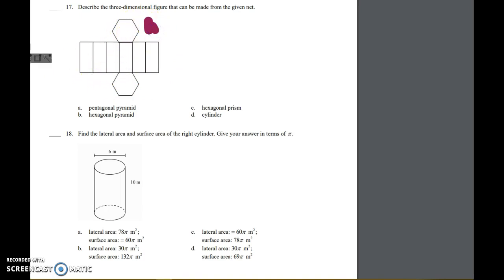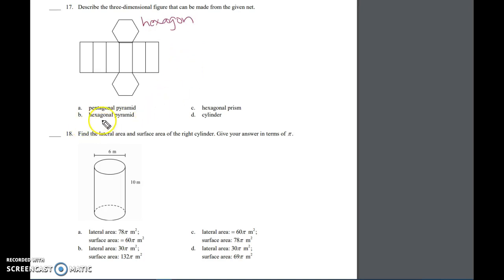Ooh, goodness gracious, where did that change? Let me get back to normal. Okay, ooh, much better. Hexagon.